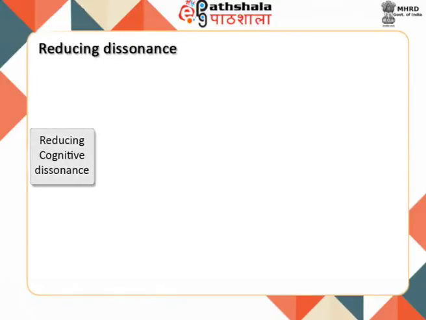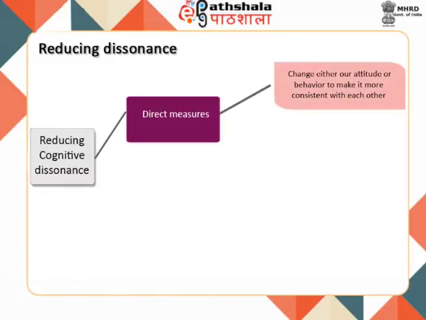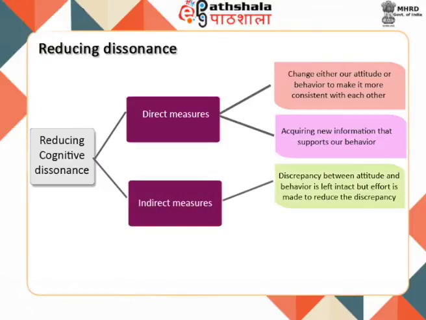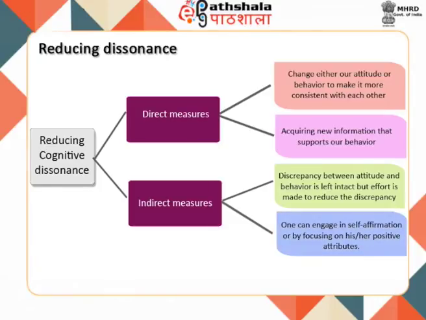Cognitive dissonance can be reduced in many ways. Using direct measures means that we can change either our attitude or behavior so that they are more consistent with each other. Cognitive dissonance can also be reduced by acquiring new information that supports our behavior. Another way is to think that the inconsistency doesn't matter. Indirect measures are applied when the discrepancy between attitude and behavior is left intact, but effort is made to reduce the unpleasant feelings associated with the discrepancy. One can engage in self affirmation by focusing on his or her positive attributes.